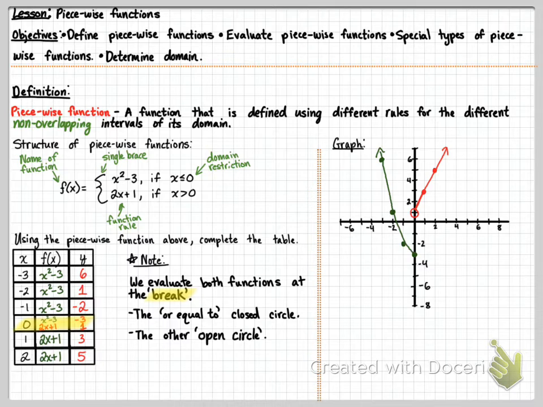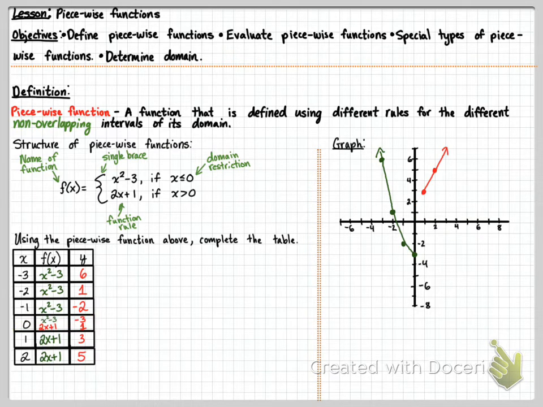Here's a point that we need to make. This note says we evaluate both functions at the break. So do you see how this is a break in the graph? Notice how before we had this piece right here that didn't have any numbers in it, right? So we need to write, notice here how I also wrote 2x plus 1. This is the break, which is at 0 in this case. So at 0, we're going to do both functions.